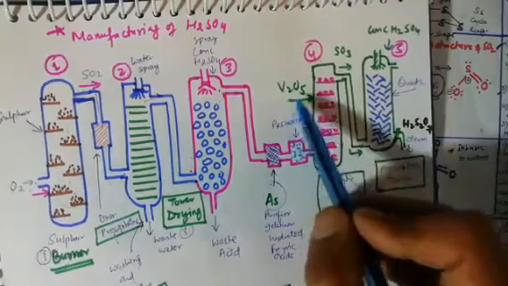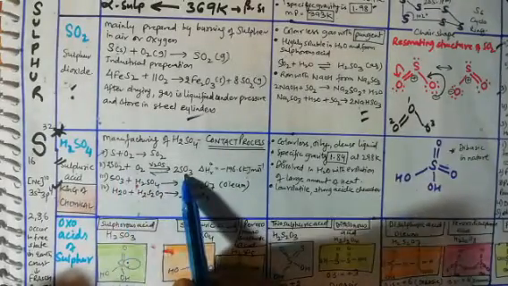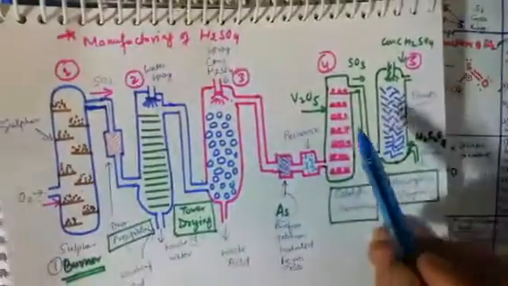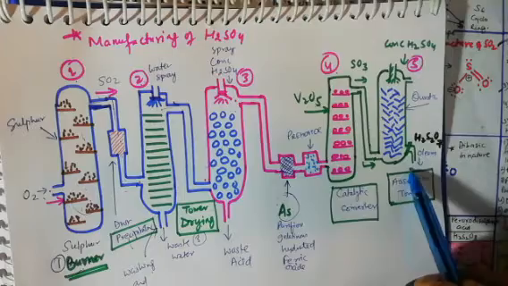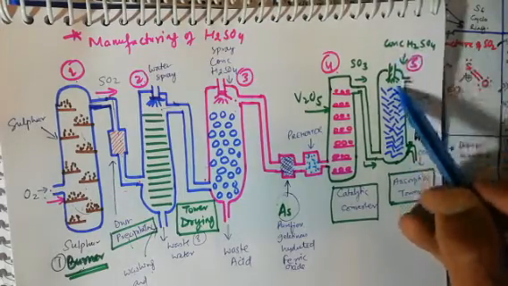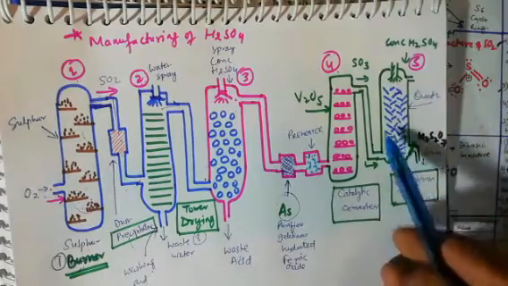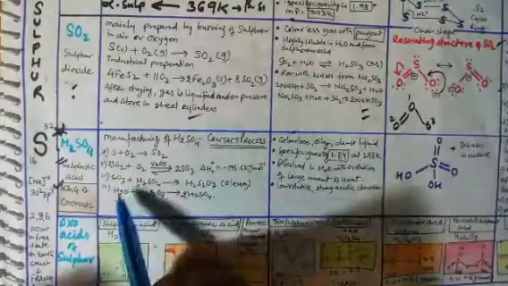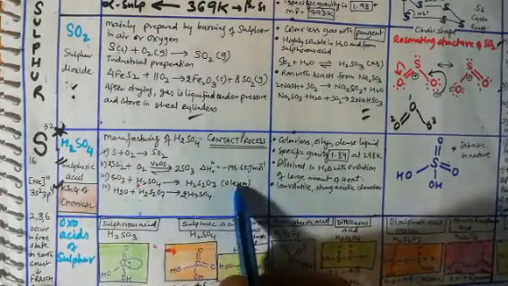The catalytic converter contains vanadium pentoxide, which will convert SO2 into SO3. So you can see here SO2 will convert into SO3 at this temperature. After this, SO3 will pass into the absorption tower, where concentrated H2SO4 again washes that SO3 component, and this SO3 will react with H2SO4 and give H2S2O7. SO3 will react with H2SO4 and give H2S2O7, which is called oleum.